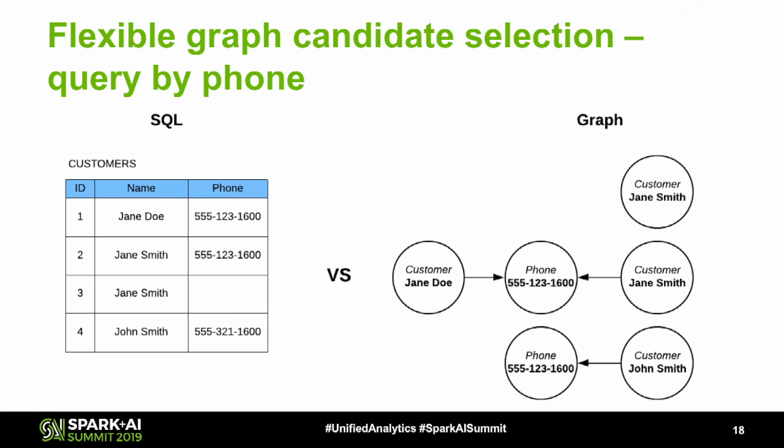So again, I said we're talking about how graph can make candidate selection more flexible. So I wanted to set the baseline here. Consider we just got rid of the address and email, and all we're looking at is data about our customers around name and phone. And we want to select candidates based off of exact phone match. So again, the data in the SQL world on the left, and then modeled as a graph on the right.